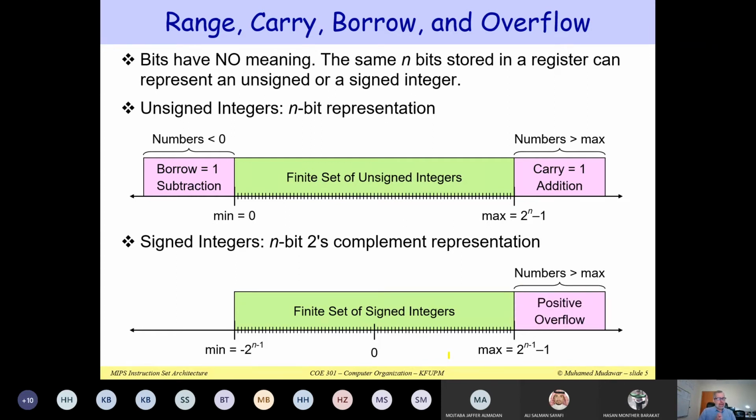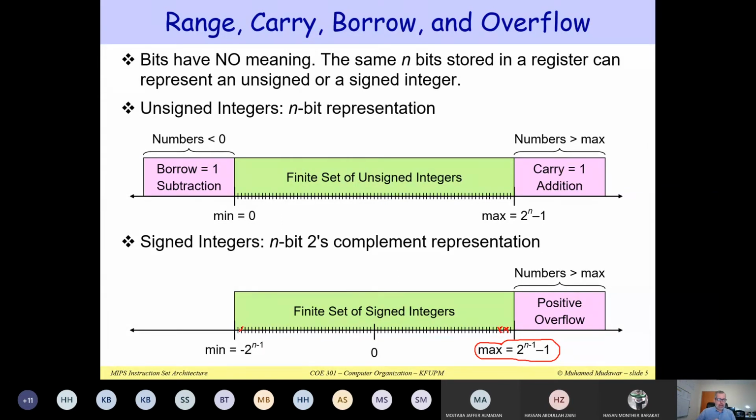Now, if you are adding 2 large positive integers, let me draw here, I'm going to use my pen tool. Suppose I would like to add these 2 large positive integers, one of them here and another one here. And I get a sum that is greater than the maximum that can be represented. So this is the maximum. If the sum is greater than the maximum, we call it overflow, but overflow in the positive direction.